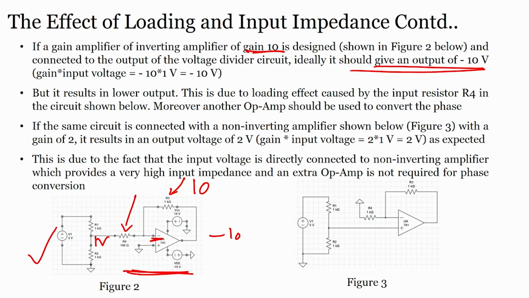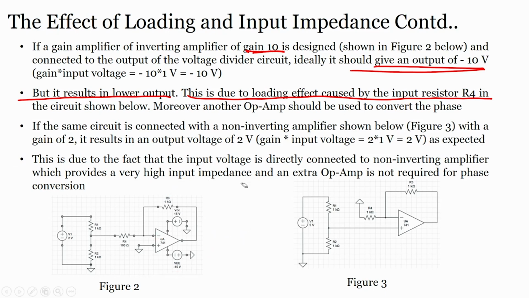But it results in lower output. How? This is due to the loading effect caused by the input resistor R4. Now, you see here, very important, interesting. The output should be minus 10, alright, but when you measure practically you will find that the output voltage is not minus 10. Why? Because of the resistor R4. This R4 creates a loading effect on the circuit, alright.